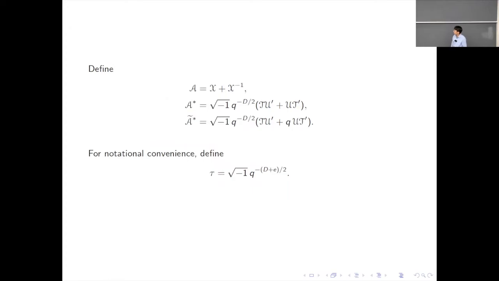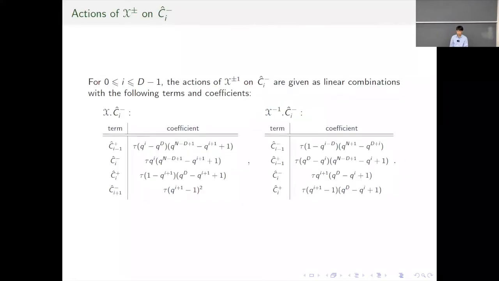So now we define the A star tilde, script A star, script A star tilde. As you see there, X inverse, tau, U prime, U, these are the generators of nil-DAHA. And for notational convenience, I define the scalar tau, this expression. For every I from 0 to D minus 1, the actions of X and X inverse on the characteristic vector Ci minus hat is given as this linear combination you see there. So the idea is the same as we discussed yesterday.